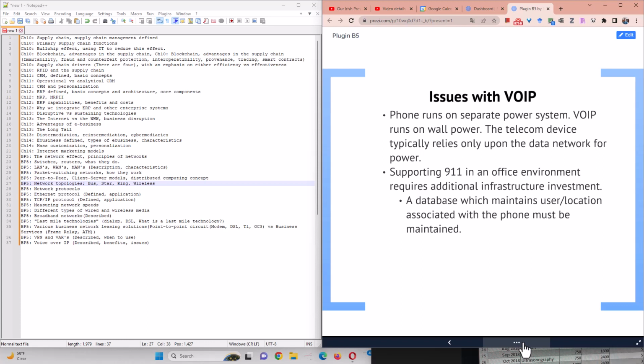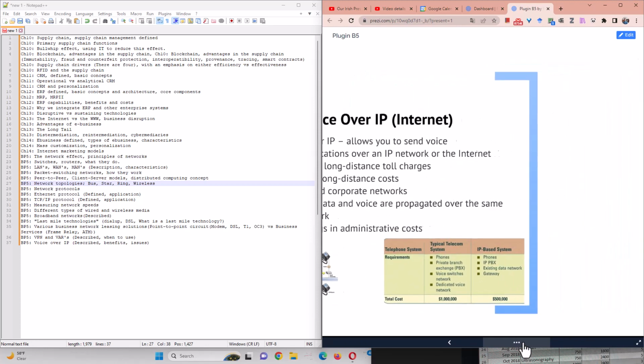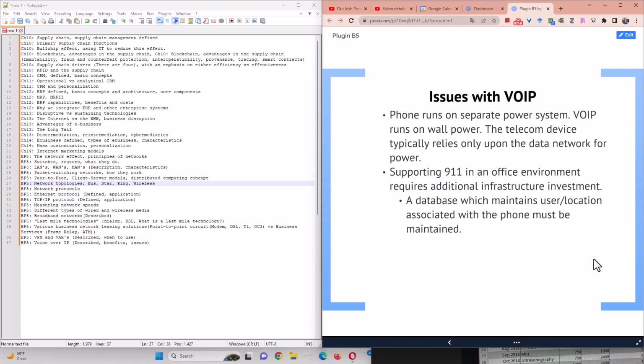In addition to that, you need to maintain a database of phone numbers and locations, because an IP address can be moved to another location, and there's really no way to tell where it is. You have to have some sort of database that informs as to where that is. Okay, and that concludes the review of the exam 3 topics.